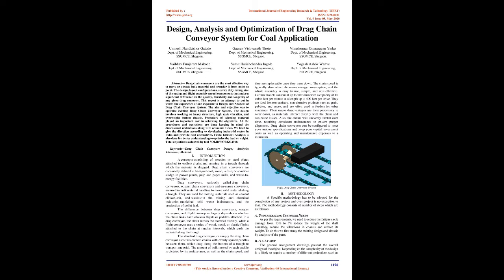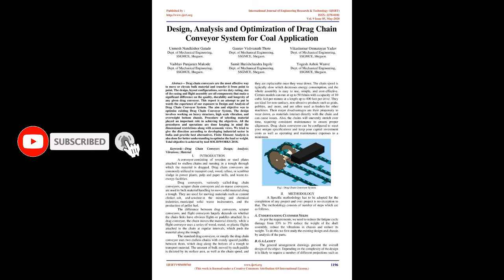Introduction. A conveyor consisting of wooden or steel plates attached to endless chains and running in a trough through which the material is dragged. Drag chain conveyors are commonly utilized to transport coal, wood, refuse, or scrubber sludge in power plants, pulp and paper mills, and waste-to-energy facilities. Drag conveyors, variously called drag chain conveyors, scraper chain conveyors and en masse conveyors, are used in bulk material handling to move solid material along a trough.